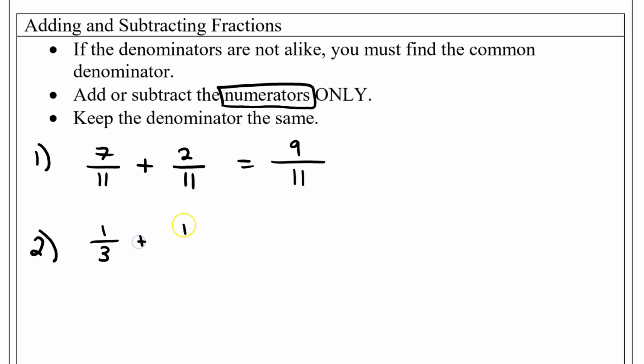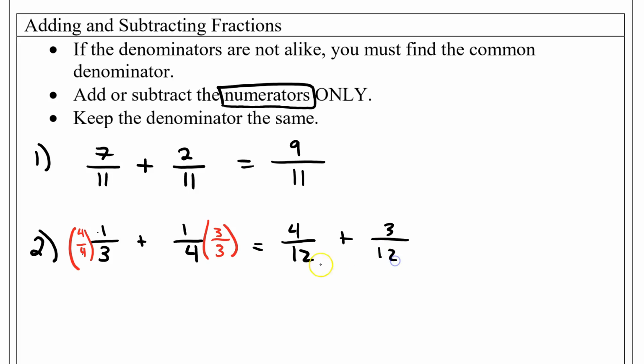What about this one? 1/3 plus 1/4. What I want to do here is use my multiply by the opposite denominator trick. I'm going to multiply this one by 4 over 4. Multiply this one by 3 over 3. So that I get 4 times 1 is 4. 4 times 3 is 12. Plus this one right here, 3 times 1 is 3. Over 4 times 3 is 12. Woohoo! Common denominator. I have 7 over 12. Done.